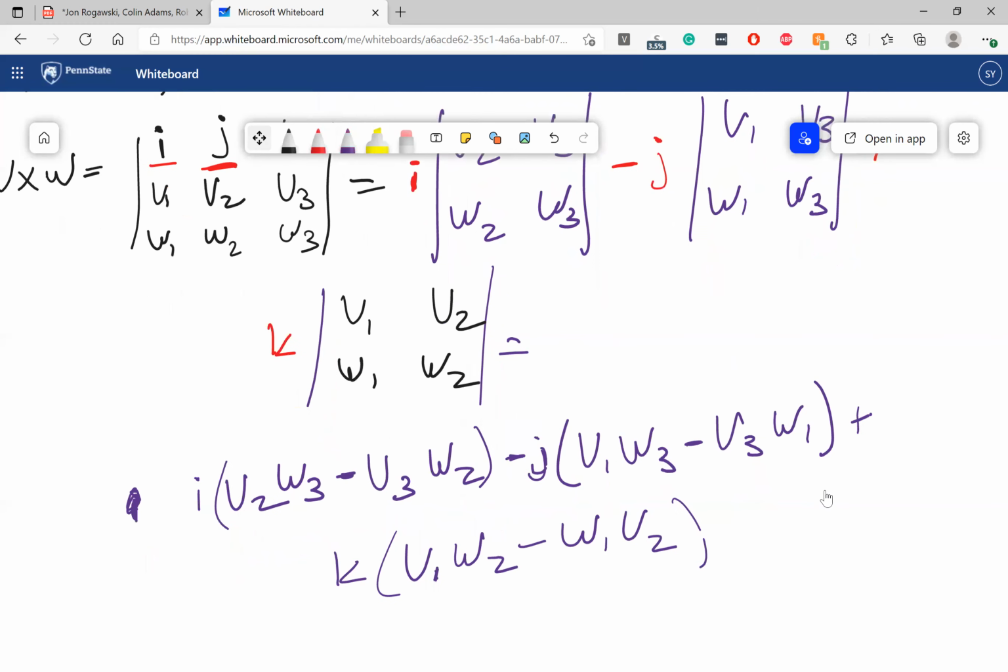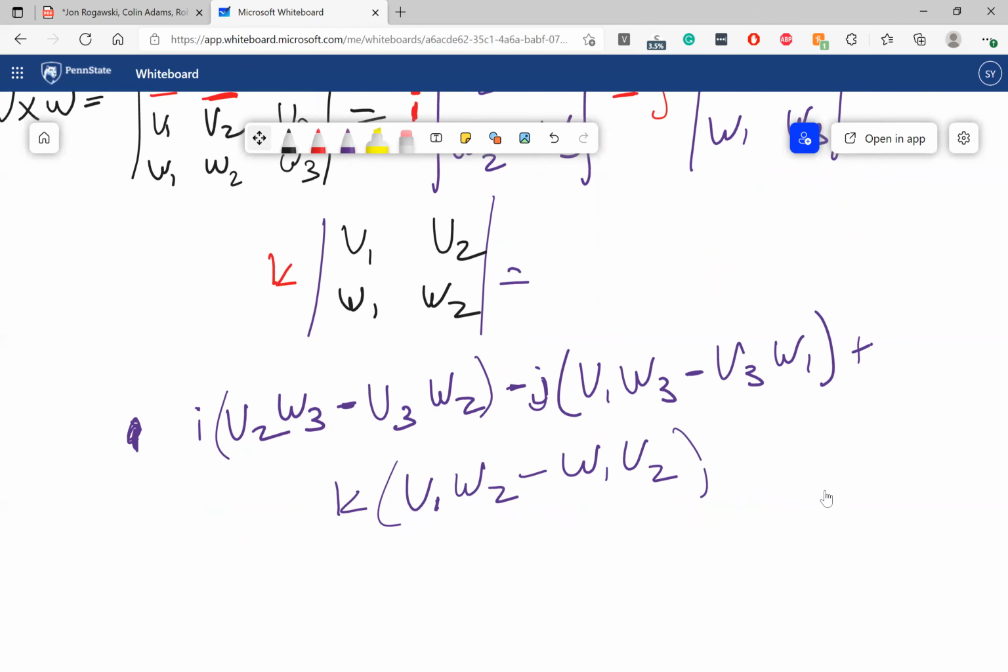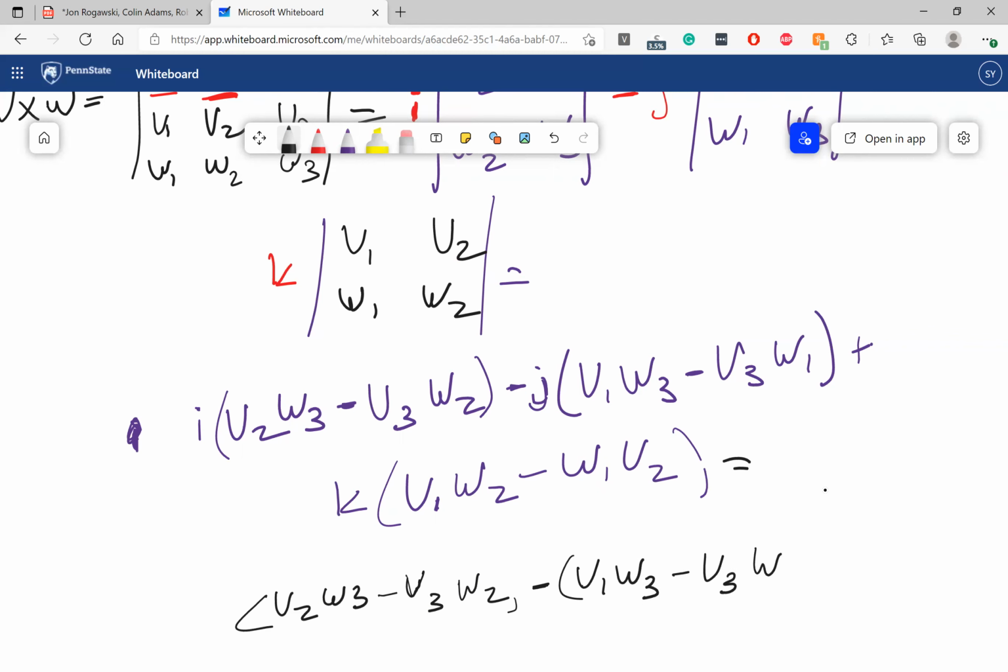Okay, we can write these in their components. And so we get the vector V2 W3 minus V3 W2, and then a minus sign in front of this whole thing, V1 W3 minus V3 W1. And lastly, in the K component, we get V1 W2 minus W1 V2.